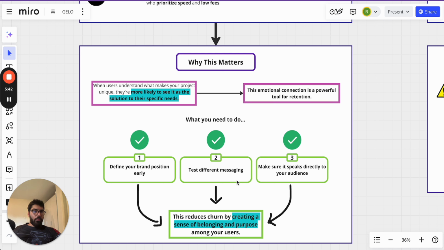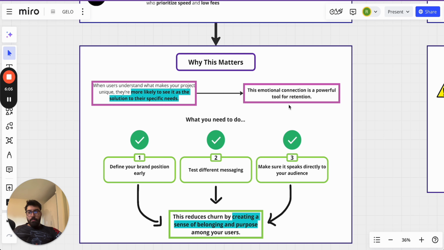Another way to do this is to position yourself as a solution for a specific part of the market and overservice them to make sure that your messaging cuts through to them and only them. And that makes it a lot more compelling for those people to join your community versus having a very broad value proposition. Now, obviously, this is important because an emotional connection is a powerful tool for retention, right?